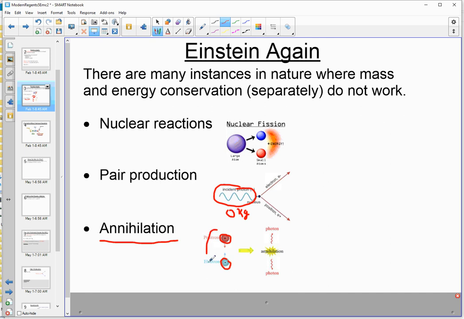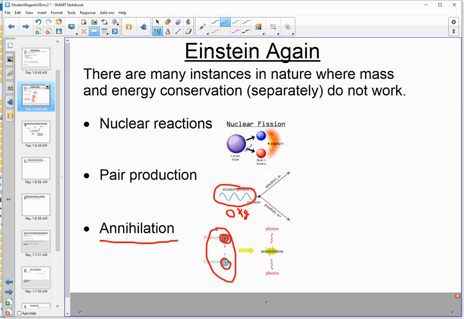So here we have lots of mass before, and afterward we have no mass. Here we have very little energy before, and here we have a lot of energy. So in these three cases, for example, mass conservation doesn't work in each of them, and energy conservation doesn't work in each of them.